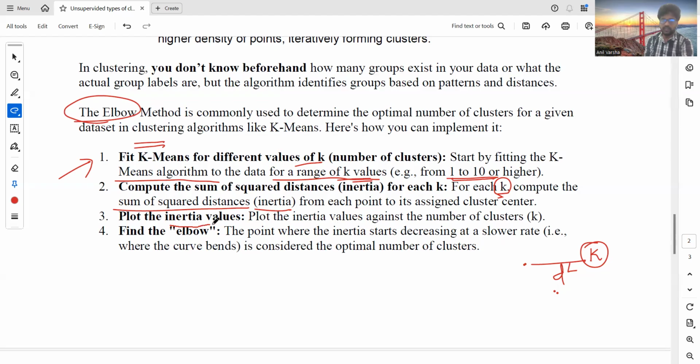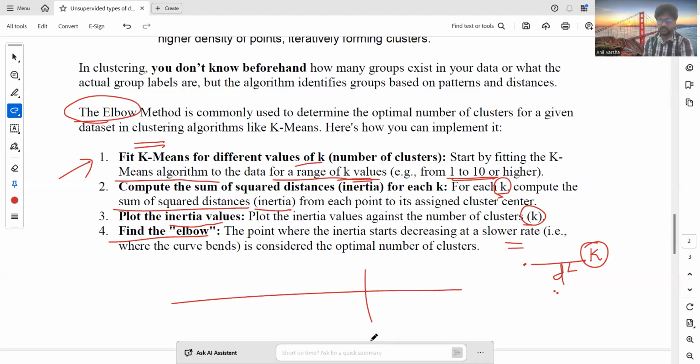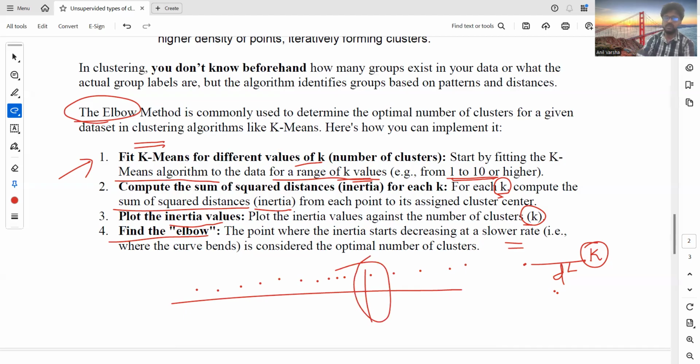Then we're going to plot the inertia values against the number of clusters. Okay, against the number of identified clusters, we're going to plot the inertia value. Then we are going to find the elbow. Initially, inertia decreases at a faster rate, but there will be some point at which inertia decreases at a slower rate. This becomes your elbow, which is considered optimal. This is the optimal number of clusters. Okay.